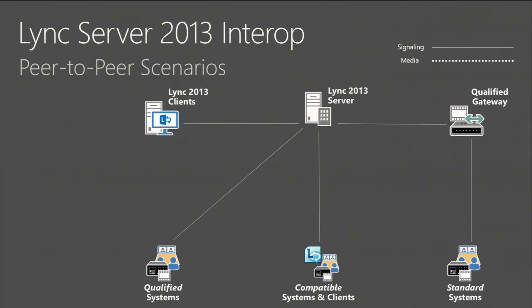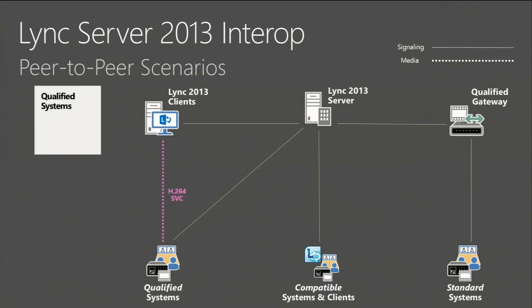This is a peer-to-peer scenario for now. So we're talking about not multi-party, just one-on-one scenarios. You have some Link 2013 clients. You have Link 2013 servers. You could have qualified gateways, as I described earlier. And then you have the 3 categories of systems: the qualified systems, which pretty much act like Link; the compatible systems, which are very close, might have RT video implemented, but typically not like Link; and then the standard systems, which are typically completely different. Might be your existing 10-block system.